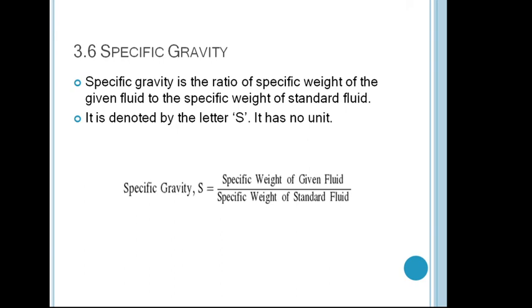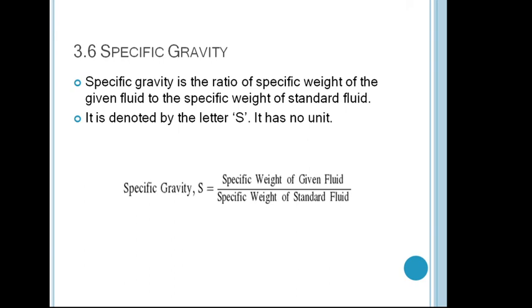Just simply, we will use this equation of specific gravity. Specific gravity S will be the mass density of mercury divided by the mass density of water, because mercury is a liquid in nature, and we know that for liquids the standard fluid is water. That's why in the denominator we will write the mass density of water. Mass density of water has a standard value equal to 1000 kg per meter cube, so we will multiply that 1000 kg per meter cube by 13.6. So finally you will get the mass density of mercury as 13,600 kg per meter cube.